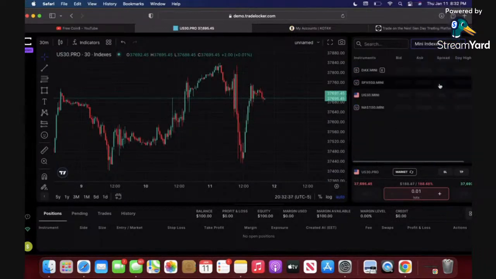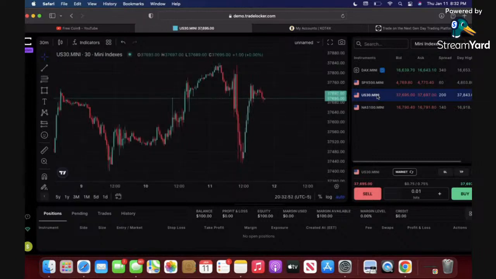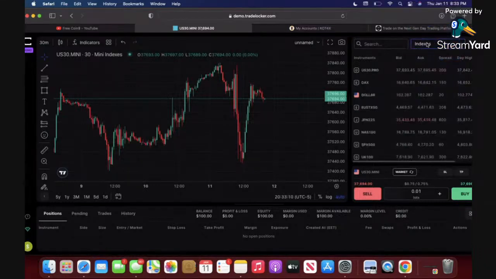So I can go to mini, and then go over to US 30. It's going to be the same chart, it's not going to change anything, but now I'm able to actually trade US 30. It's still not going to let me over leverage myself, but with Tradelocker offering minis, I'm able to trade the NAS 100, US 30, and the S&P 500 during the same time span as everybody else and still make my money until I'm able to switch over to the actual US 30.